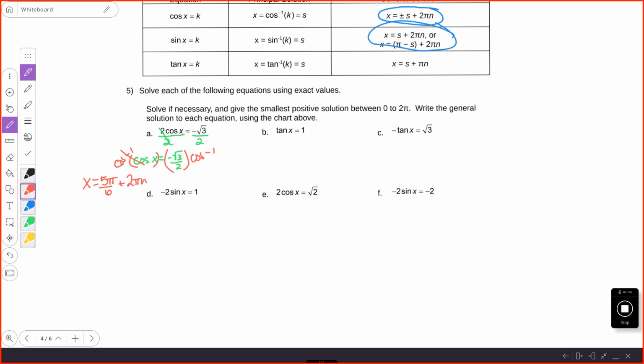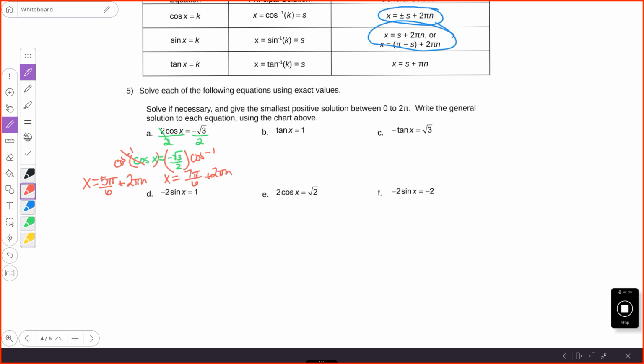Now, I could just make that negative, because this is cosine, and do negative 5 pi over 6 plus 2 pi in. Or I can go, cosine is also negative in quadrant 3, which would be 7 pi over 6. So either one is fine. However you want to do it is fine with me. Definitely the first option. Much easier.